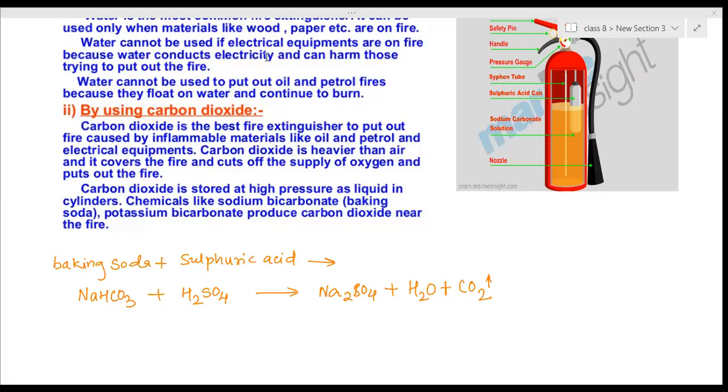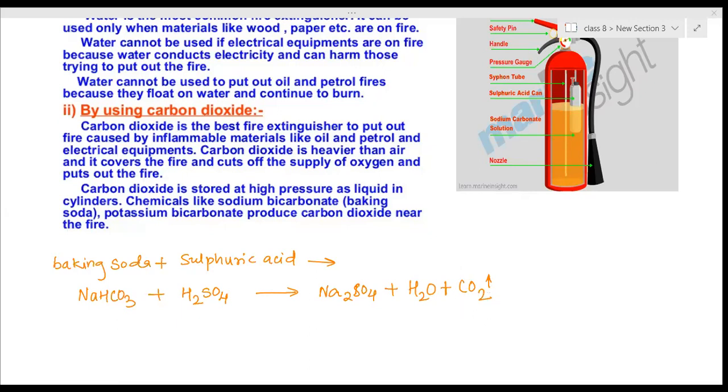Sorry. So here, generally in this container, sulfuric acid is present inside, unreactive and closed, and in this container a baking soda solution is present. As soon as you need to extinguish the fire, this knob is pressed. When you press this knob, immediately this connection will break. So this container opens and falls into the baking soda. Then the sulfuric acid and baking soda will react together and form carbon dioxide gas.